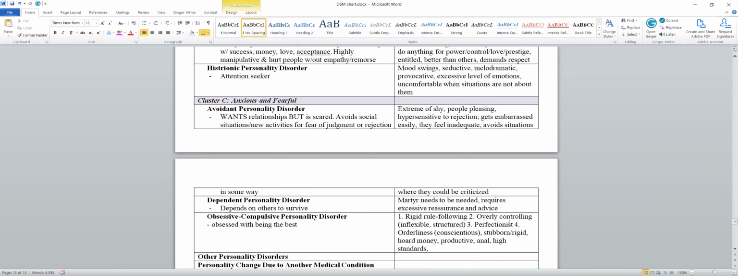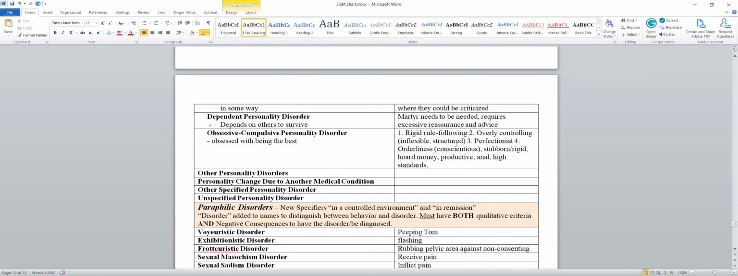The obsessive compulsive personality disorder is obsessed with being the best. They're rigid, overly controlling, inflexible, highly structured, perfectionist, orderly, conscientious, stubborn, rigid. They hoard money. They're productive, anal, and have high standards. That's the obsessive compulsive personality disorder.